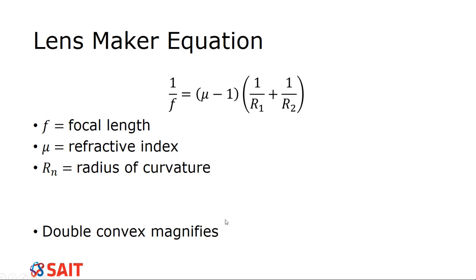So if you're looking for a magnifying glass, you're looking at a double convex magnifying glass. That's a double convex lens is what you're going to use for that, and that makes things bigger. But we haven't really described those yet.